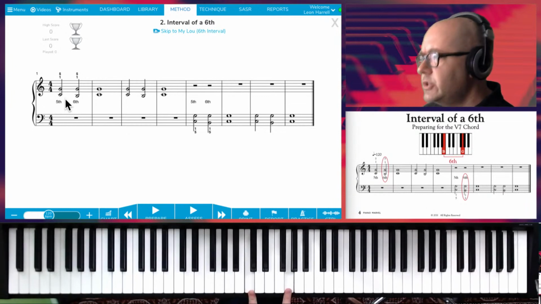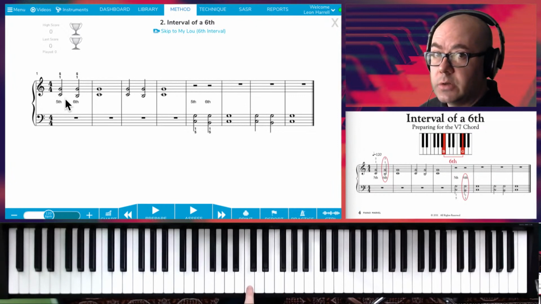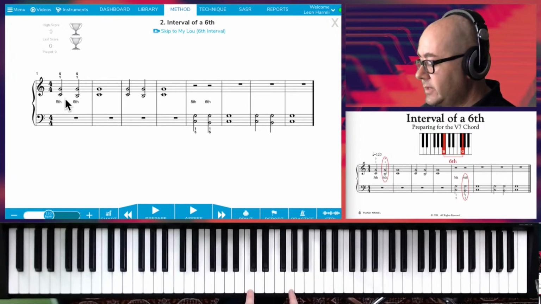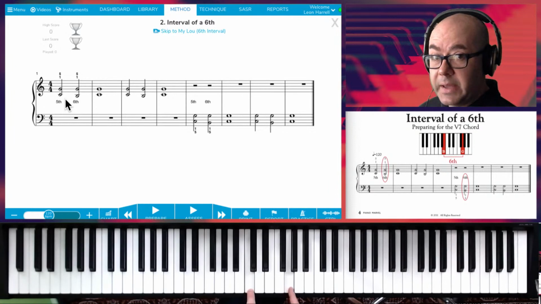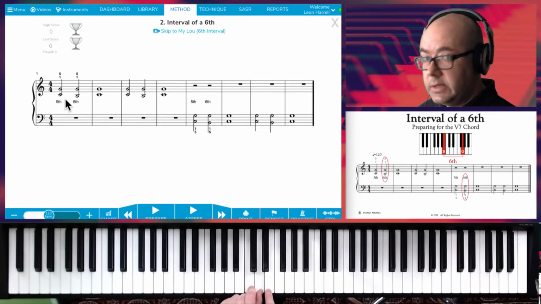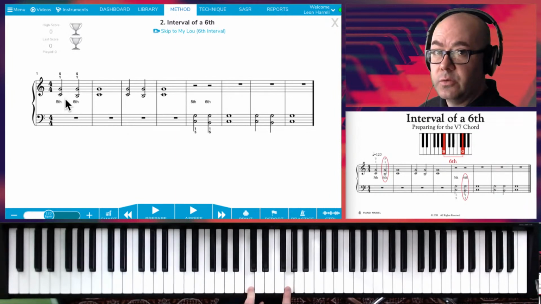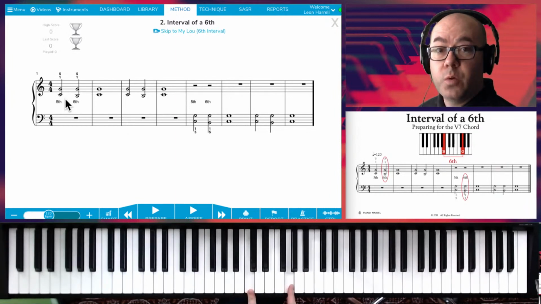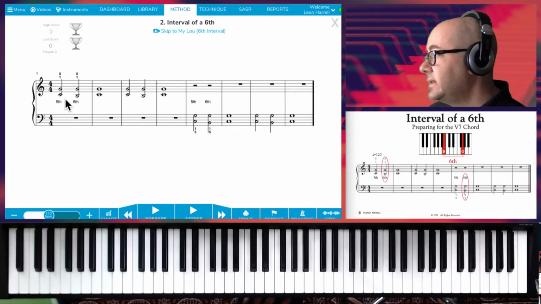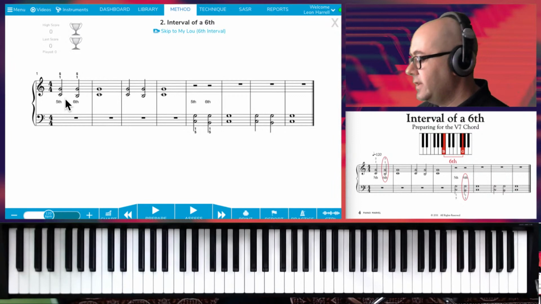Okay, so when you're counting generic intervals, you'll always want to start with the number 1 on the first note of the interval. So in this case, from C to G, we'll start by counting 1 on the C, 2 on the D, 3 on the E, 4 on the F, 5 on the G. So that will form a fifth. So in this lesson, they're introducing us to the sixth because they had already taught us the fifth in a previous lesson.